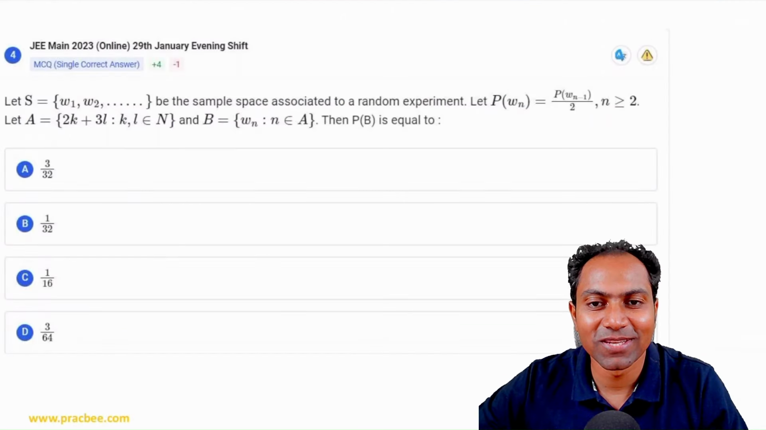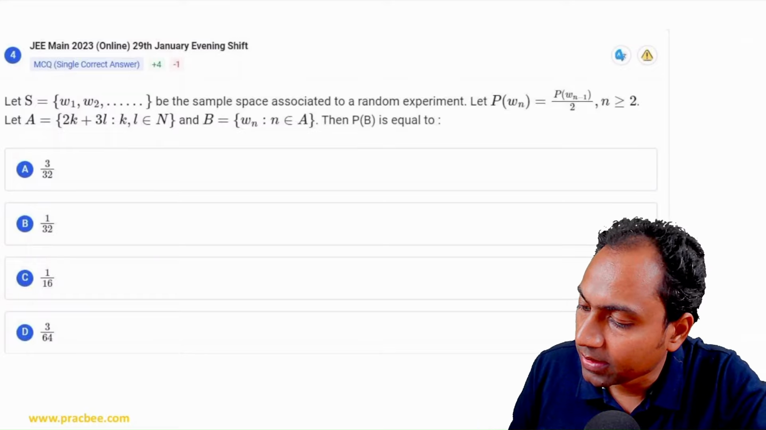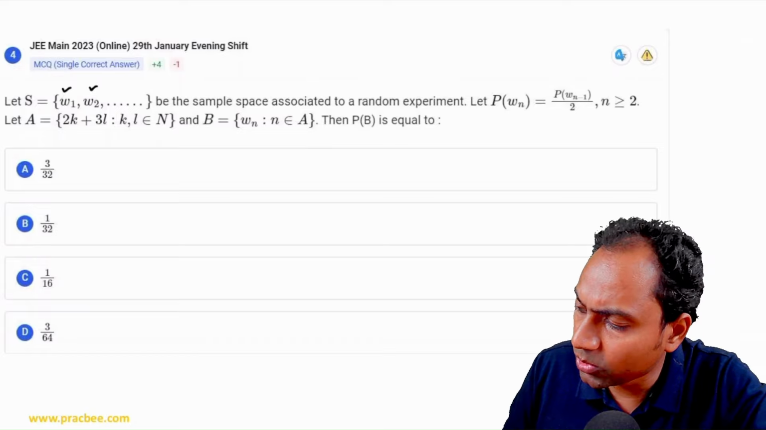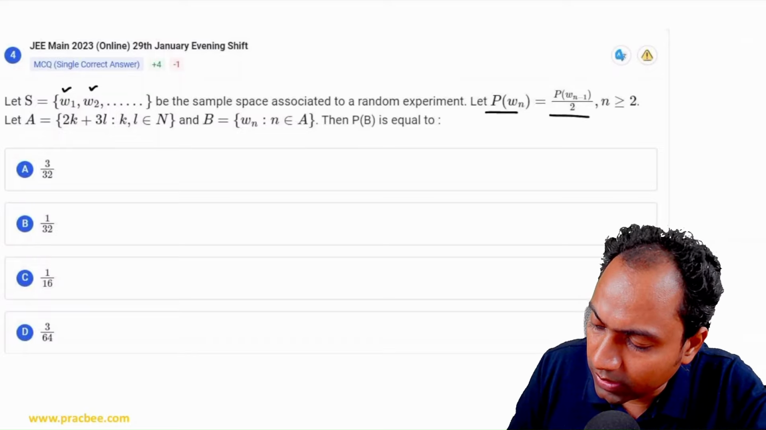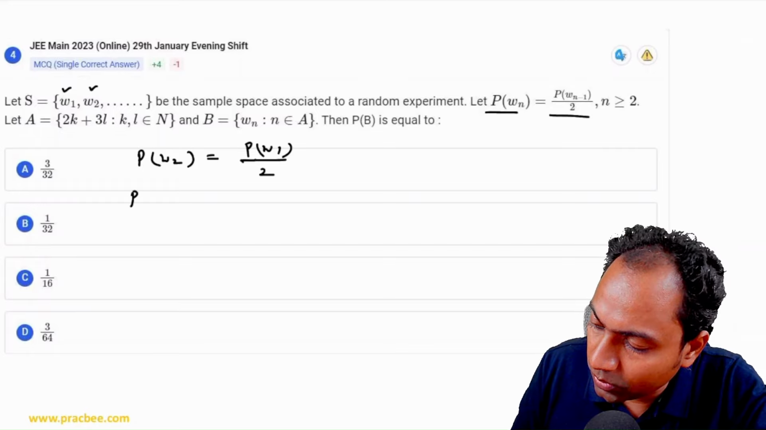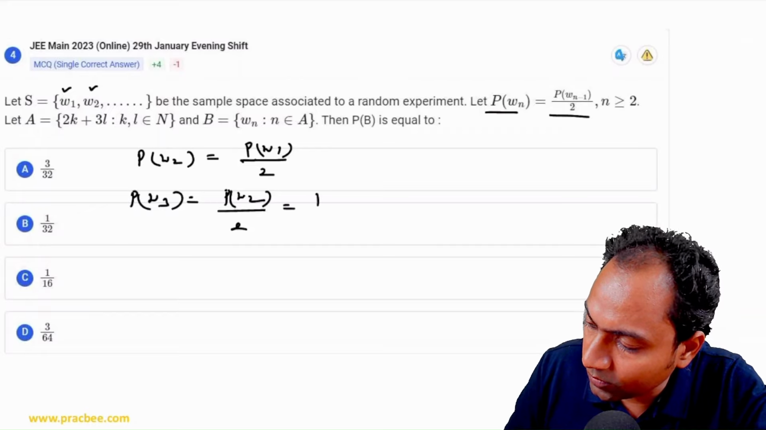Look into this next question that came in 2023. This question talks about a sample space having elements W1, W2, W3 till Wn. And what they're saying, how their probabilities are related, is with this formula. So what I can put here, the minimum value I can put is 2. So this becomes P of W1 by 2. And then if I put P of W3, it becomes nothing but P of W2 by 2 again. So in terms of P of W1, it becomes by 2 square.